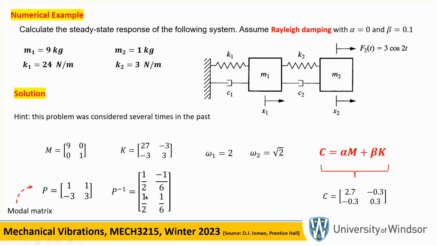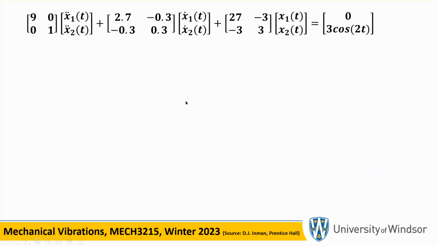We need the inverse here, because if we have initial conditions, we need it. Let's move on. So before we diagonalize, you can see that these are coupled. Mass matrix, damping matrix, stiffness matrix, and the right-hand side.